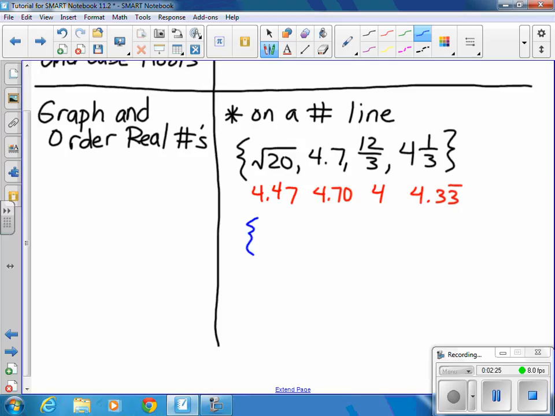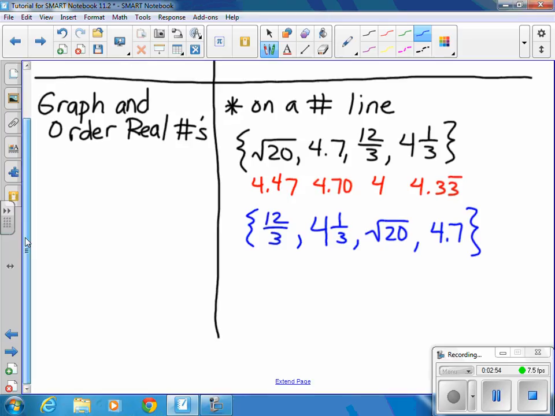The smallest one in this case would be the 4. Okay, but be careful. Don't do what I just did. You don't want to put the number that you converted it to. You want to put the original number from the original set. So instead of putting 4, you want to put 12/3 because that's what it originally was. Right? And then after 12/3 would be the 4.33, which in our case was 4 1/3. Next in line would be the square root of 20. And the largest number would be the decimal 4.7, and then close your braces. So you have now put them in order.